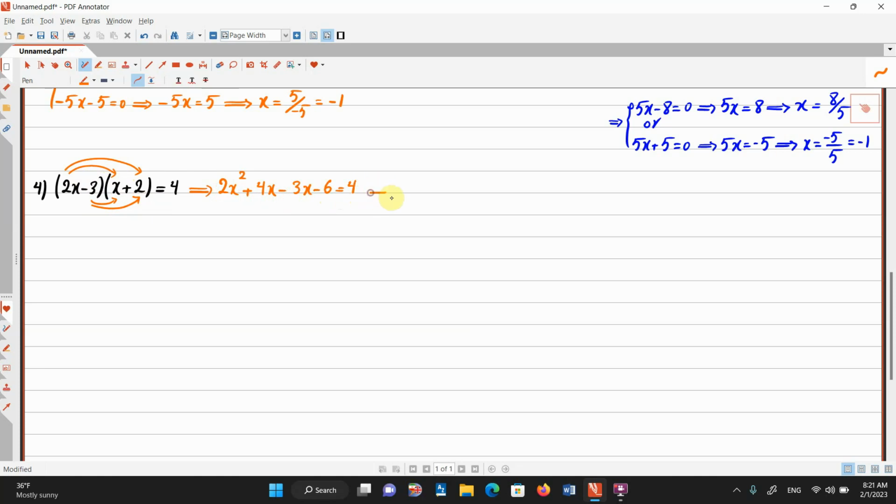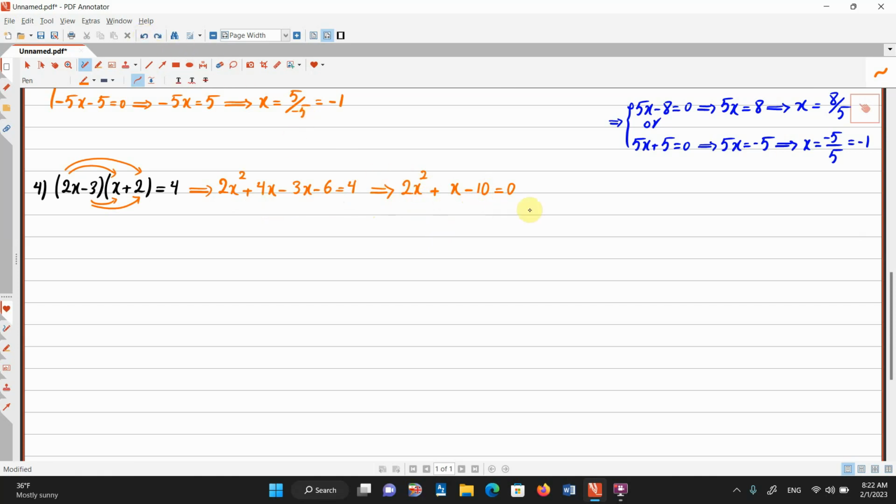Now, move all the terms to the left side and simplify them. If you move them to the left and simplify, the quadratic term will be 2x squared. These two, 4x and negative 3x, are like terms, and if you add them up, you will reach x, or 1x. And if you move this 4, this constant, to the left, by this negative 6 will give us negative 10 equals 0. And as you see in this equation, the leading coefficient, this number, is not 1.